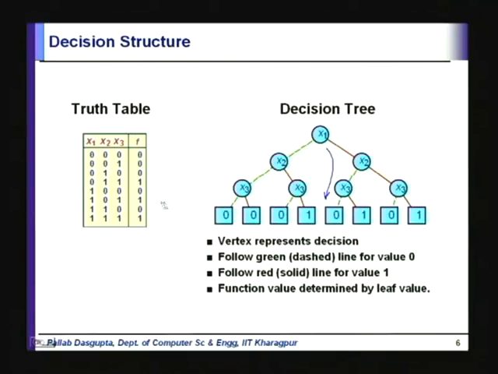Now, you see this is like the truth table only, because for every row of the truth table we have some node here. So, 0 0 0 is this path and the function value is this 0. Okay. Then when I look at 0 0 1, it is this path and the function value is 0, okay, and so on, right.